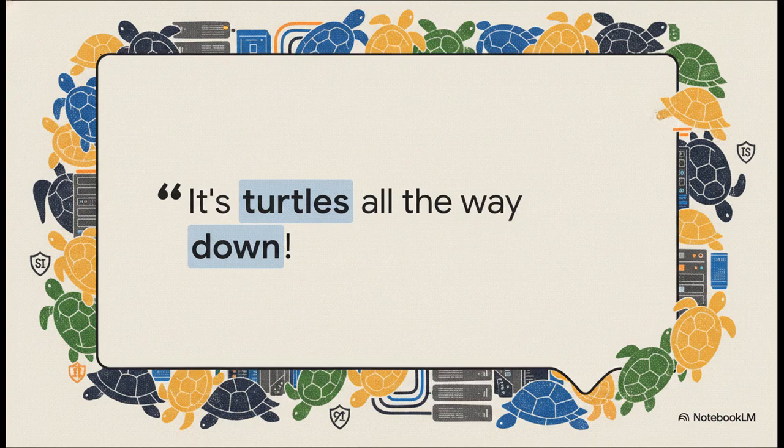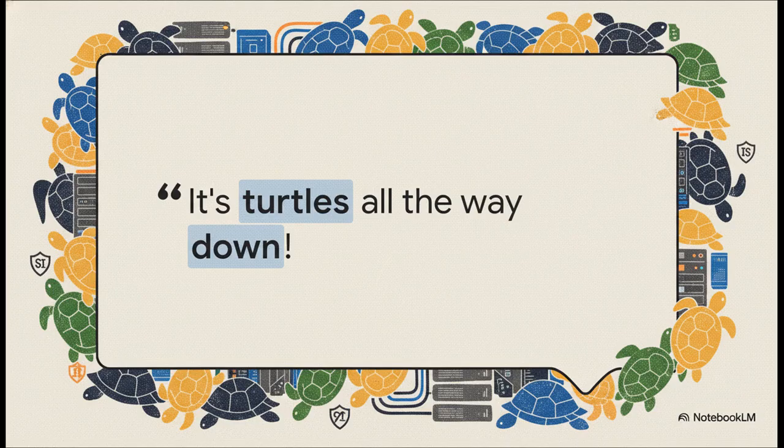You've probably heard this story, right? A philosopher's giving a talk about the universe, and a woman in the audience says, "Nope, the world is on the back of a giant turtle." The philosopher, a bit smug, asks, "Well, what's that turtle standing on?" And she just fires back, "You're very clever, young man, but it's turtles all the way down."